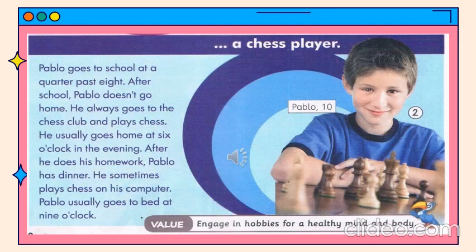A day in the life of a chess player. Pablo, 10. Pablo goes to school at 8:15. After school, Pablo doesn't go home. He always goes to the chess club and plays chess. He usually goes home at 6 o'clock in the evening. After he does his homework, Pablo has dinner. He sometimes plays chess on his computer. Pablo usually goes to bed at 9 o'clock.